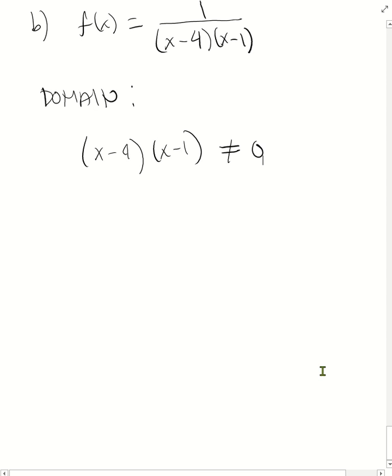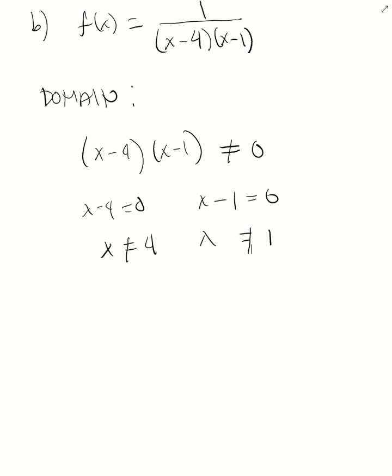So when will this polynomial x minus 4 times x minus 1 be equal to 0? Let's try to solve that one. That will be x minus 4 equals 0 and x minus 1 equals 0. So x should not be equal to 4 and x should also not be equal to positive 1. So what will be our domain? Our domain now is, it cannot be equal to 4 and 1.